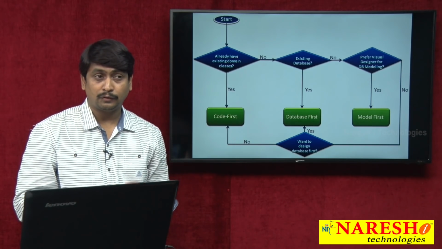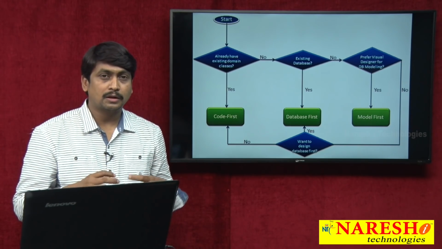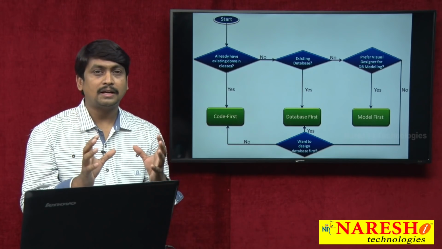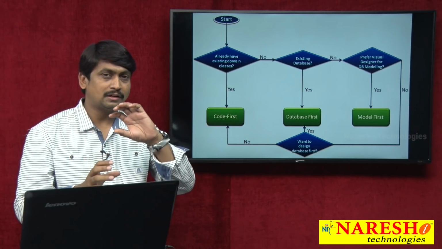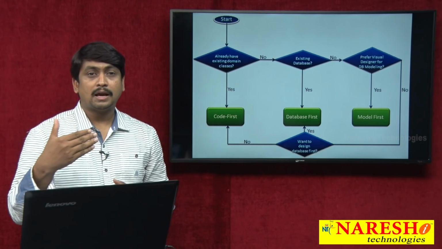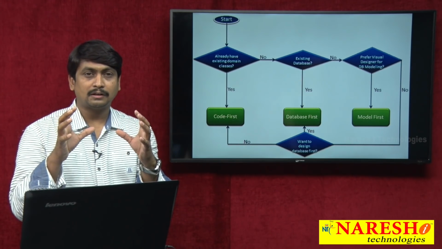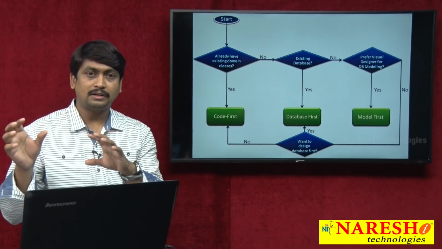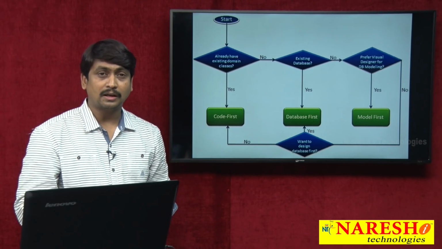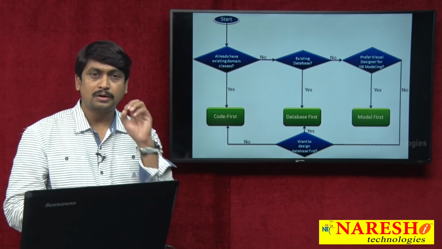Now, in the third situation, if you do not have the domain-specific classes and you do not have the database ready, then you can use a visual designer. Through the visual designer, you can design the entity model, and when you design the entity model, it will automatically generate the classes as well as the database. That means we do not have domain classes and we do not have the database. We are doing everything through a visual designer, and that visual designer is responsible for generating the classes as well as the database. So, three types of modeling approaches are there in Entity Framework: code first, database first, and model first.